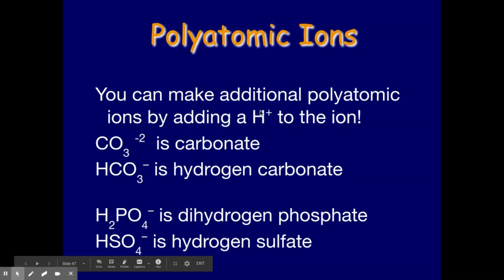You can make additional ones by adding hydrogen in there. So this is carbonate, right? CO3, it has a -2 charge. But if you put an extra hydrogen on it, it's hydrogen carbonate. Now it just has a -1 charge. This is dihydrogen phosphate. If this was just by itself, PO4 is just phosphate. SO4 is sulfate, but this is hydrogen sulfate.